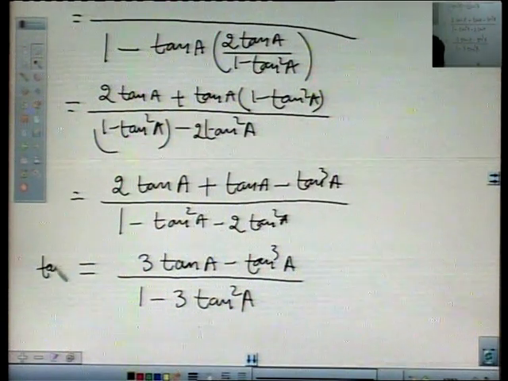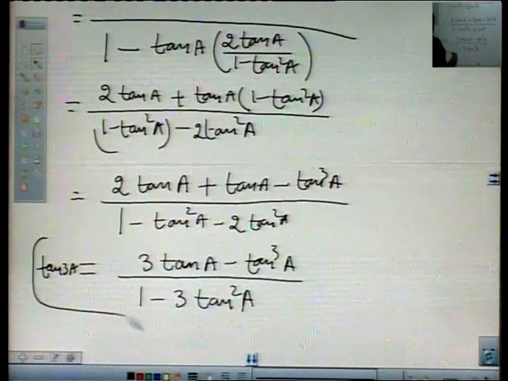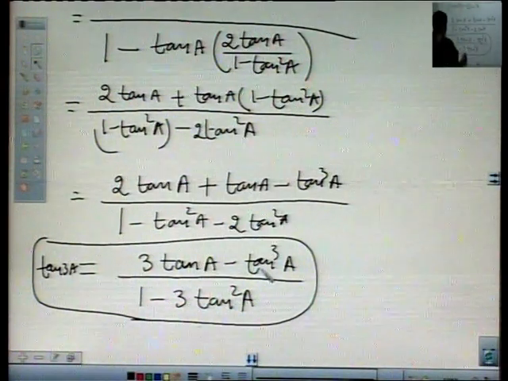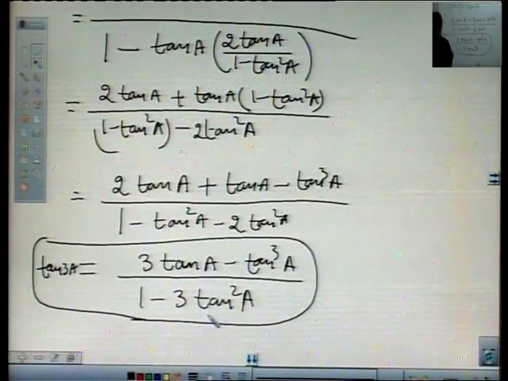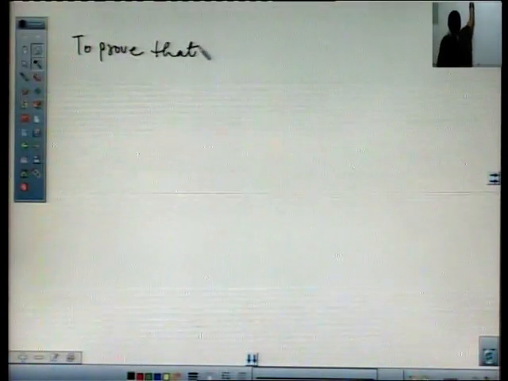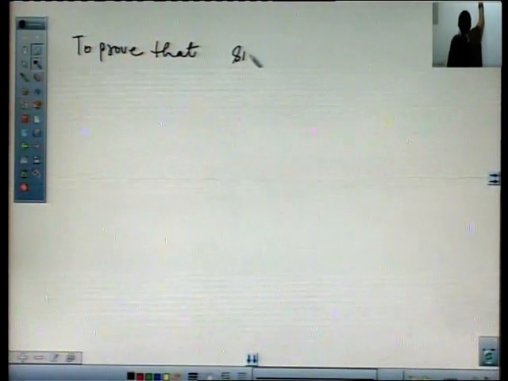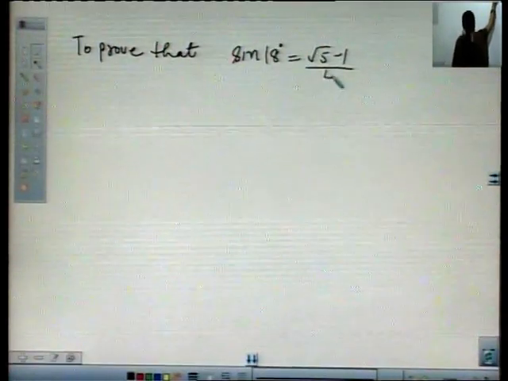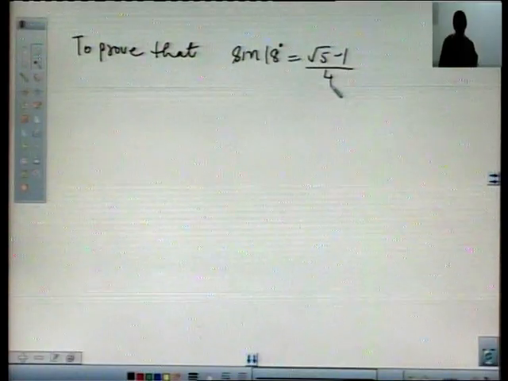So the formula of tan 3A is this: 3 tan A minus tan cube A upon 1 minus 3 tan square A. Now next, to prove that sine 18 is equal to root 5 minus 1 upon 4.